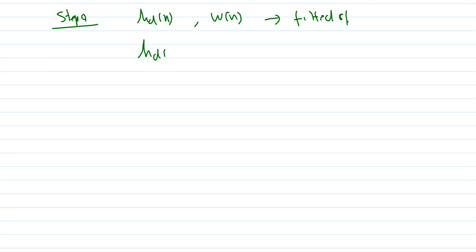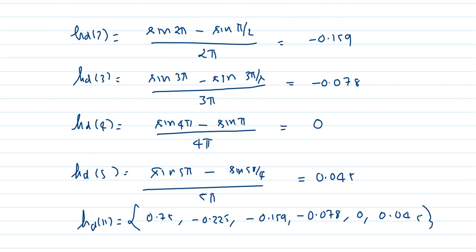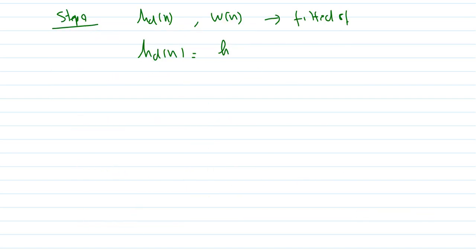So it is Hd of n, which we have already calculated. Already given is Hd of n and W of n. So what do we have to calculate? H of n. H of n is nothing but Hd of n into W of n. We need to multiply the corresponding coefficients.